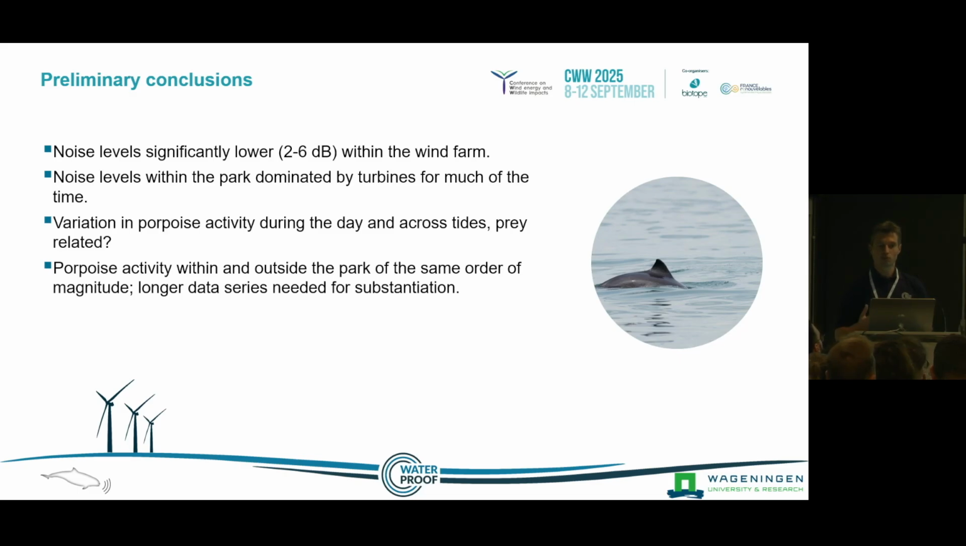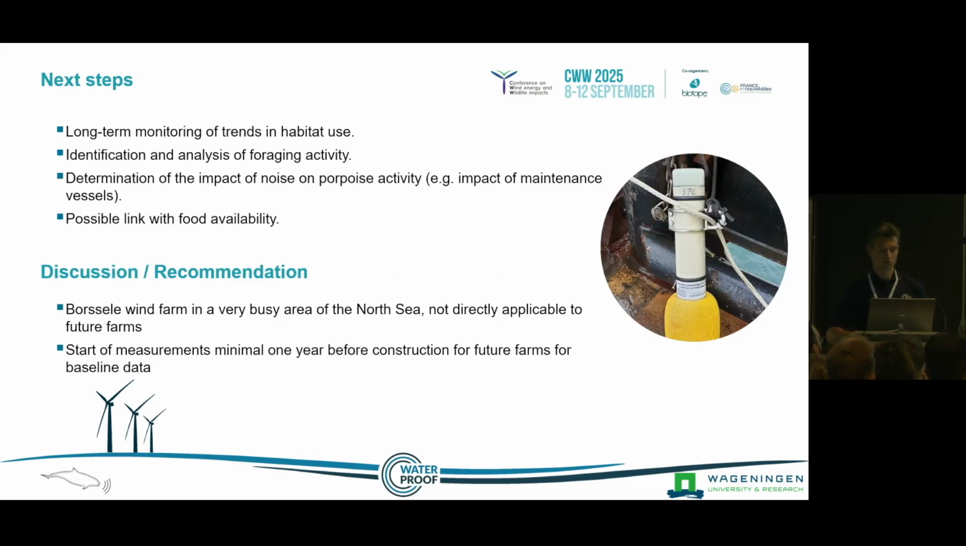With the environmental variables that we include in the model, we can only explain 5 to 14% of the variability in the porpoise presence that we measure. So there must be factors that we don't include. It's highly likely that this is due to prey availability in the area. And we see that the porpoise activity inside and outside the wind farm is of the same order of magnitude.